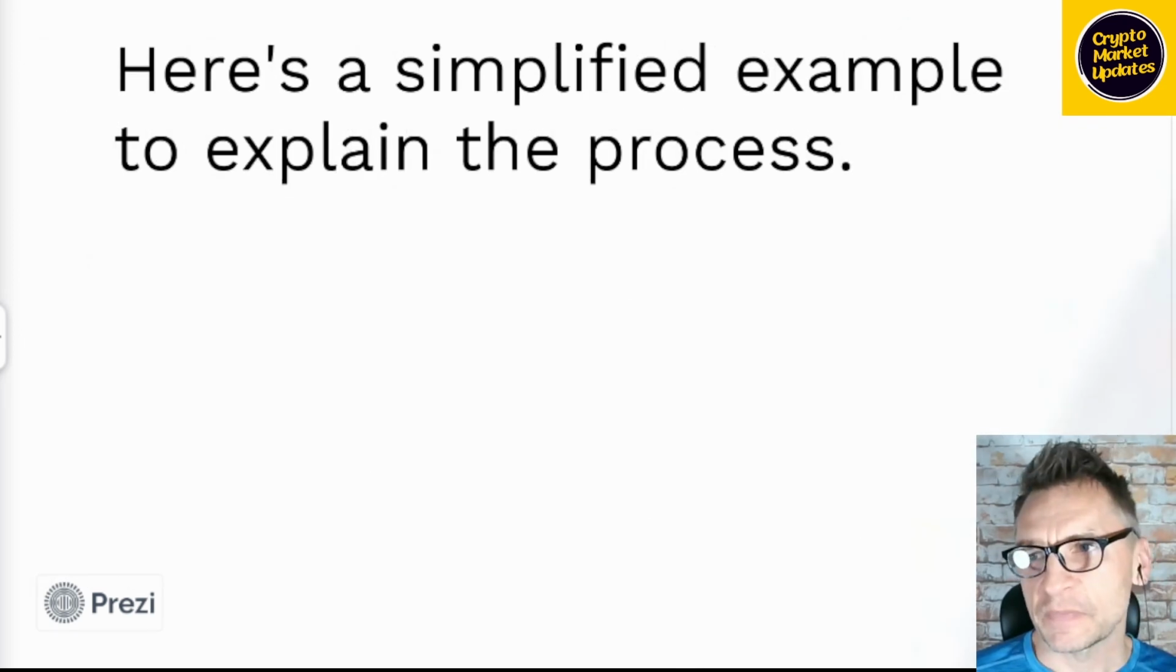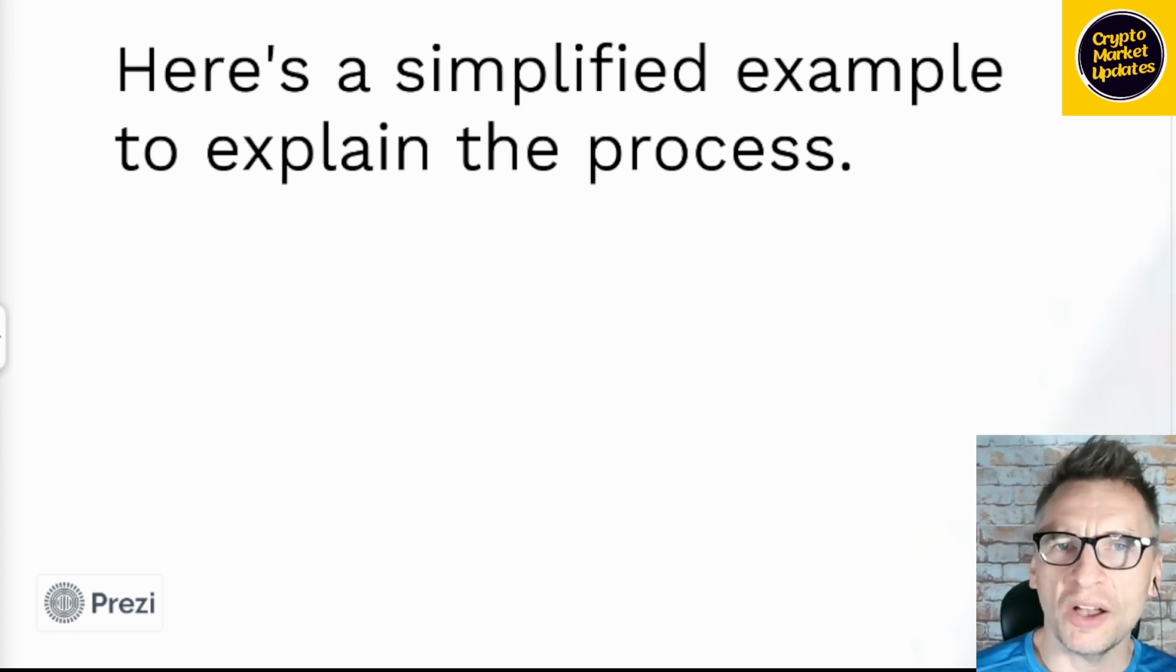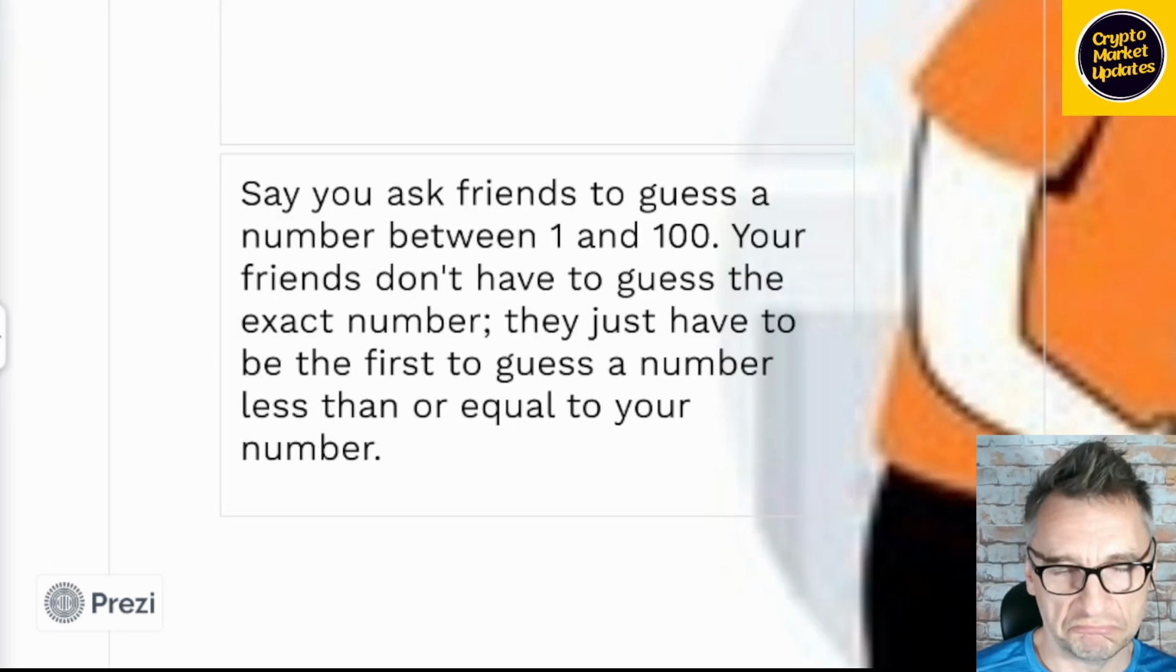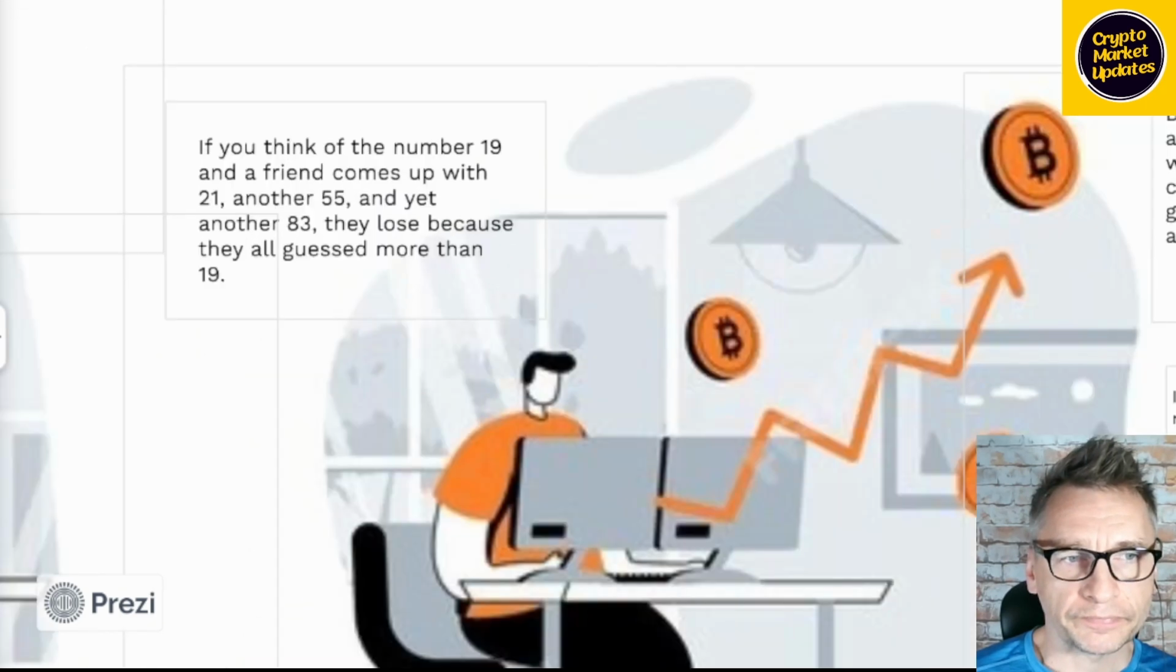Here's a simplified example to explain the process. This is an easy explanation of how the reward process works. Say you ask friends to guess a number between 1 and 100. Your friends don't have to guess the exact number. They just have to be the first to guess a number less than or equal to your number. Easy enough.